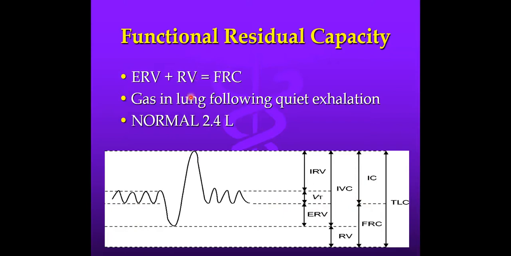FRC. My FRC is my ERV plus my RV. That gives me FRC, see? And that is the gas in the lungs following a quiet exhalation. After I quietly exhale, what's all left in my lungs? ERV plus RV. That's what's left. That is my FRC. So ERV plus RV give me FRC. Normal, 2.4 liters.